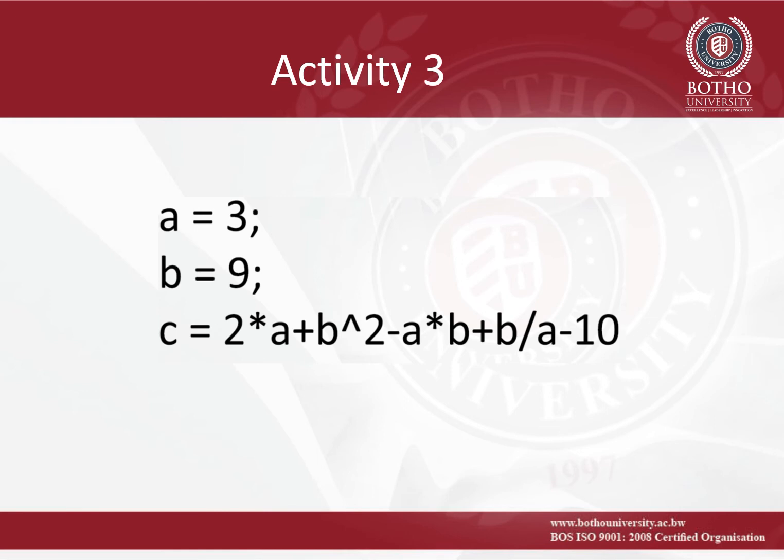The right-hand side of that statement is first evaluated. RHS equals 2x3 plus 9^2 to 3x9 plus 9/3, which equals 53. The content of the right side expression, now 53, is then assigned to the variable c on the left side. Since this statement is not followed by a semicolon, the content of c is dumped as the final output.